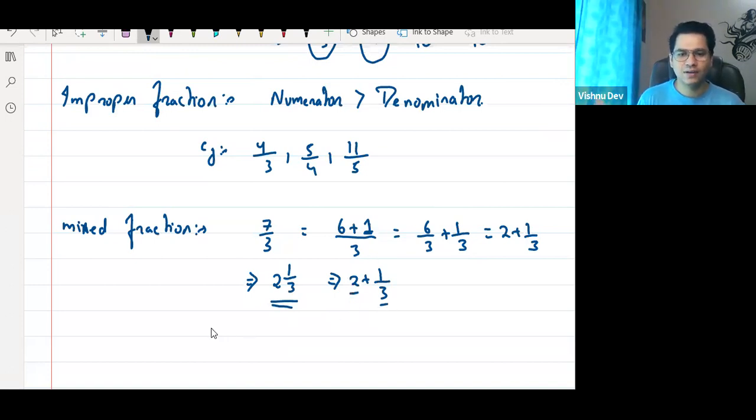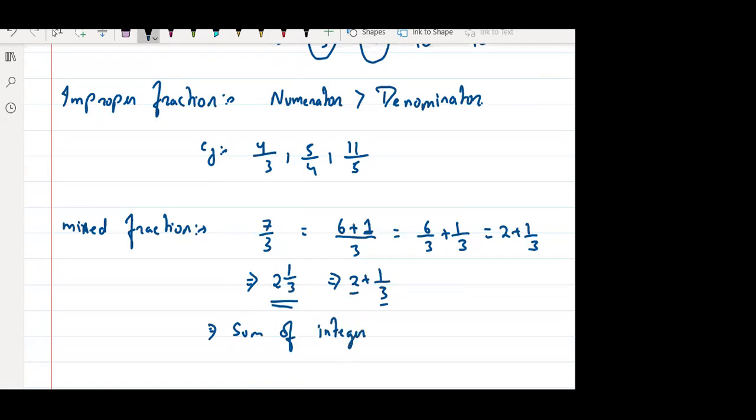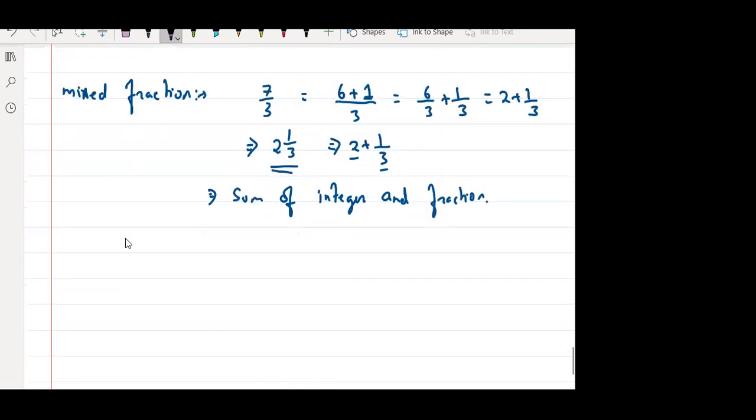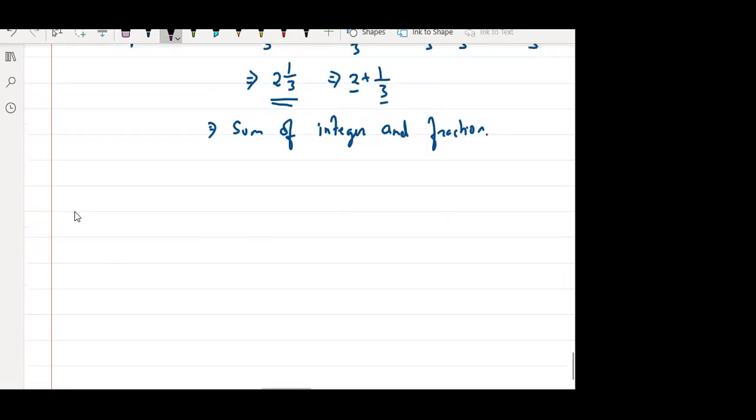So I can say, sir, it is the sum of integer and fraction. Yes, sir. Okay. Now, let us try to find some more examples, because this is something that students tend to make mistakes in. So let us solve one problem.